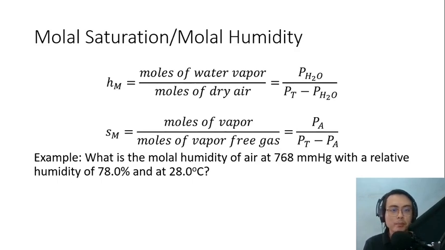You can also solve the molar humidity in terms of number of moles. So that's moles of water over total number of moles minus moles of water. But in some cases, it's easier to use partial pressures because most often that is what's given. Okay? Let's solve this example.